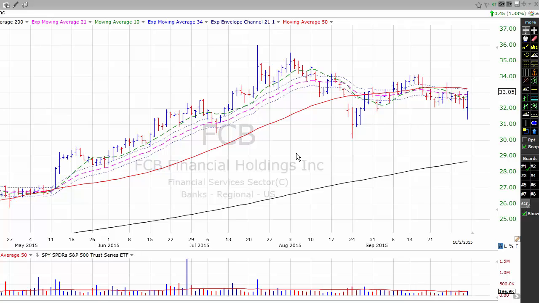FCB is a holding company for Florida Community Bank operating via 52 branches in Florida. The stock is working on this trend line right here. Again, it's trading below its 50-day moving average. We could buy the stock on a break above that trend line, keeping in mind that we want to buy above the 50-day moving average. So we want to buy on a break above whichever is higher, the 50-day moving average or the trend line.